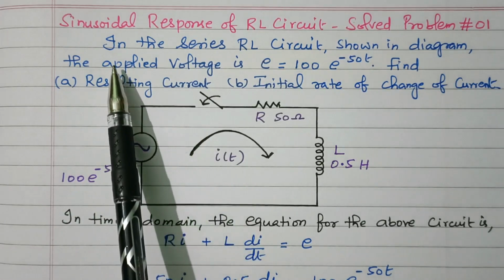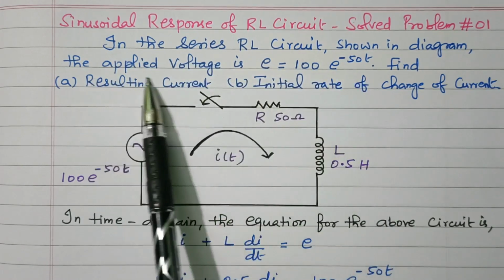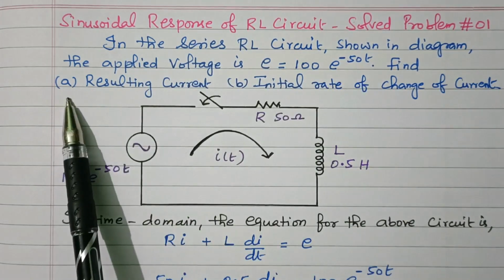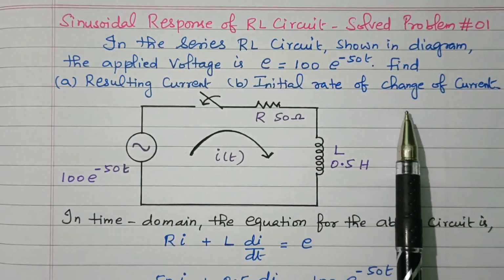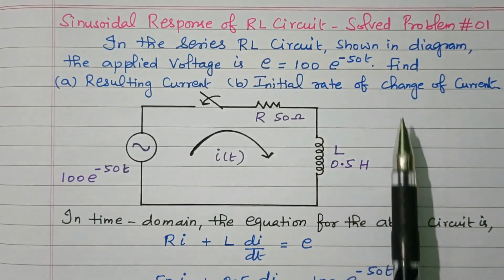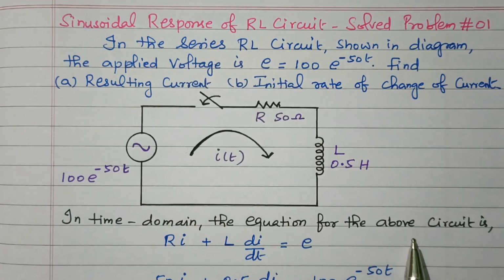Now we will see the statement of the problem. In the series RL circuit shown in the diagram, the applied voltage is E equal to 100 e power minus 50 t. Find first the resulting current, and second the initial rate of change of current. You need to find two parameters: one is the resulting current, and the other is the initial rate of change of current. First we apply the equation in the time domain. Based on Kirchhoff's voltage law, the applied voltage E equals resistive drop plus inductive drop. Voltage rise equals voltage drop based on KVL.